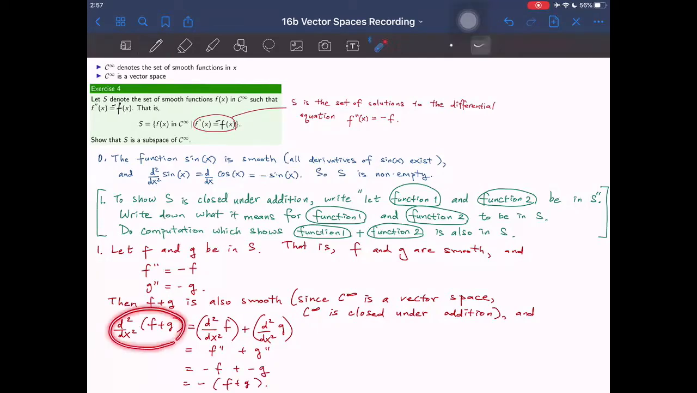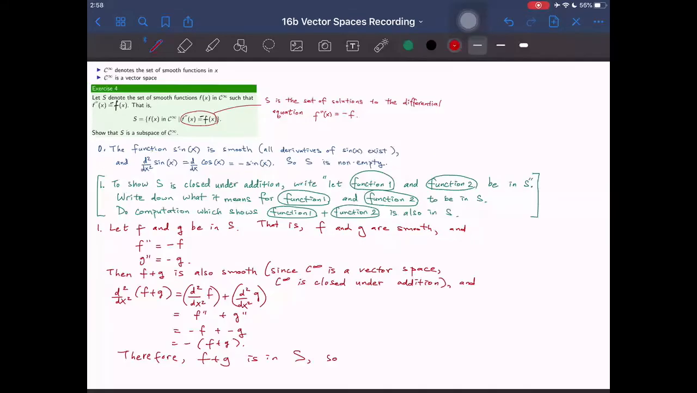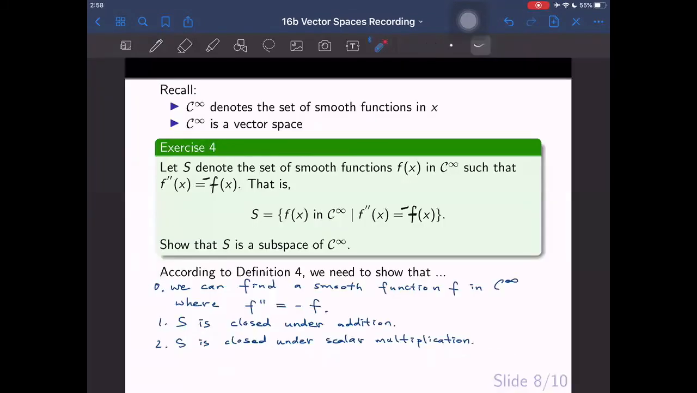So the second derivative of f plus g is the negative of f plus g. Therefore, f plus g is in S. So our subset S is closed under addition. Finally, we need to show that S is also closed under scalar multiplication.